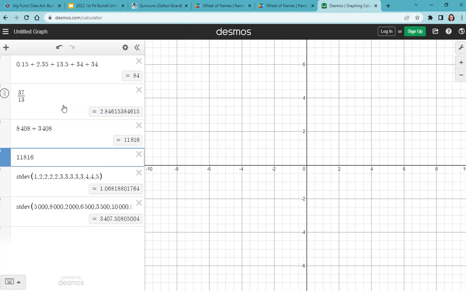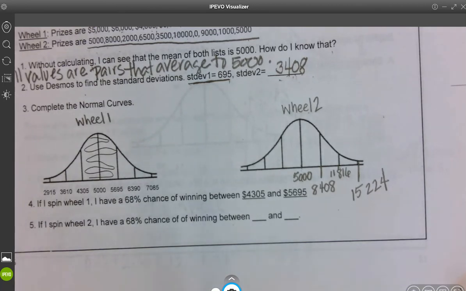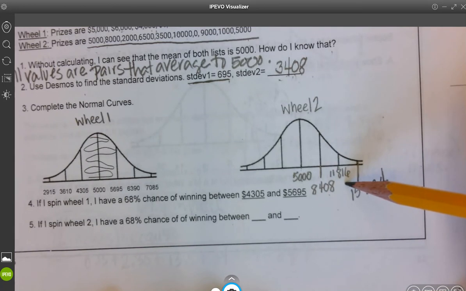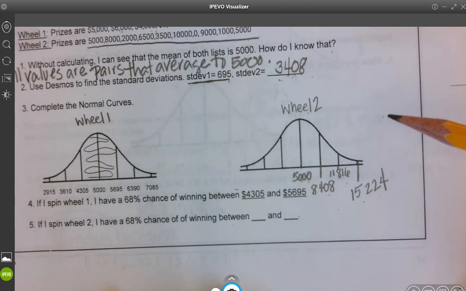11,816 plus 3,408. Okay, so these are the next two numbers I'm going to use. This one here is 11,816. I'll show you in just a sec. And then the last one was 15,222. No, 224. All right, so that's how they show up on my lines. 5,000, 8,408, 11,816, and 15,224. On this side, you're going to subtract the standard deviation each time.